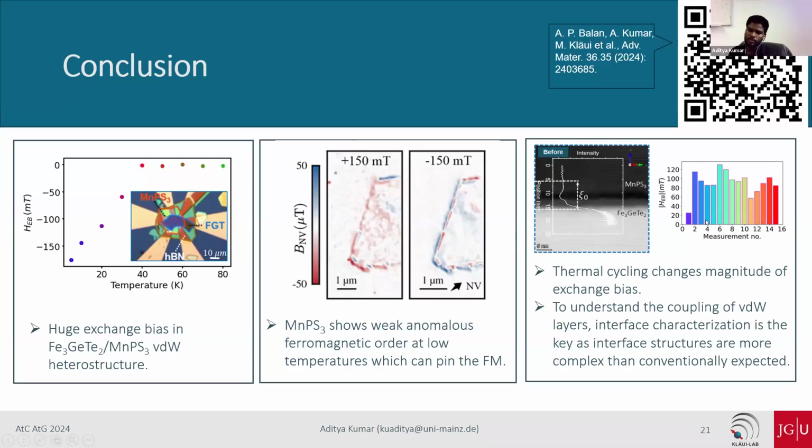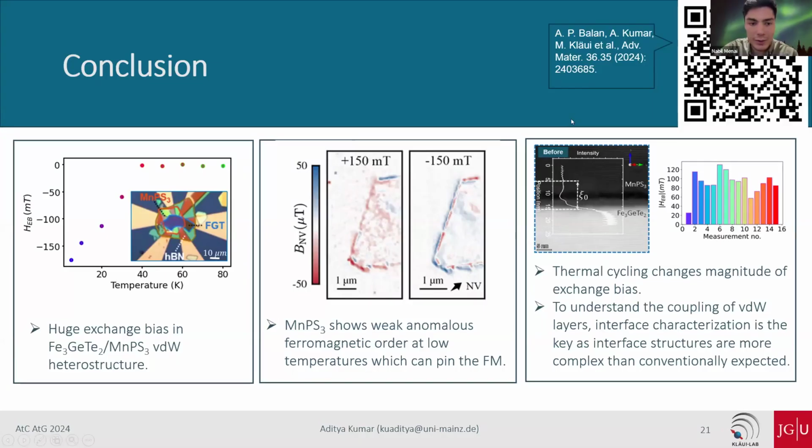In conclusion, we also make clear that to understand the coupling of van der Waals layers, interface characterization becomes of key importance, as the interfaces in van der Waals heterostructures are not as pristine as we would expect them to be.